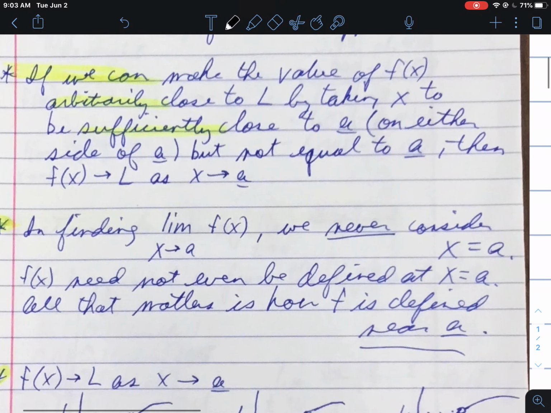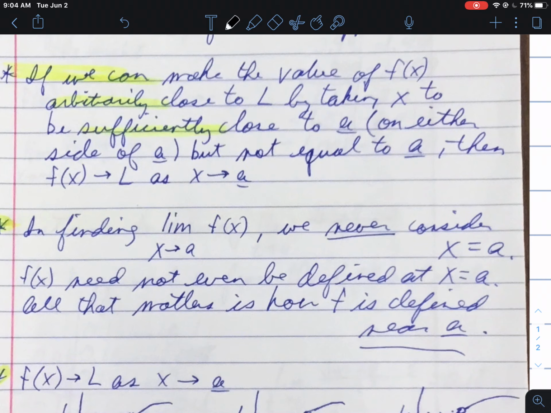Now, watch your language here again. Some of the wording that's used, we'll clarify and talk a little bit about this. If we can make the value of f of x arbitrarily close to L by taking x to be sufficiently close to a on either side of a, but not equal to a, then we can say that f of x approaches L as x approaches a. So notice the use of these terms, because we want to plug in values of x that are getting closer and closer to our a value. How close do we have to get? That's a logical question to ask, and we're going to address that in more detail later.